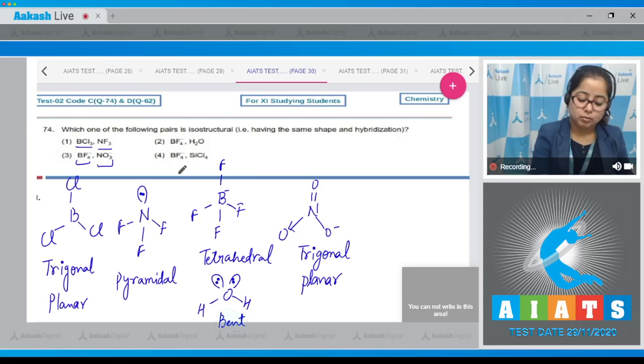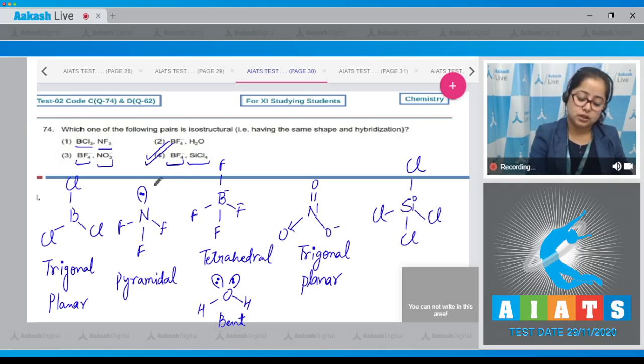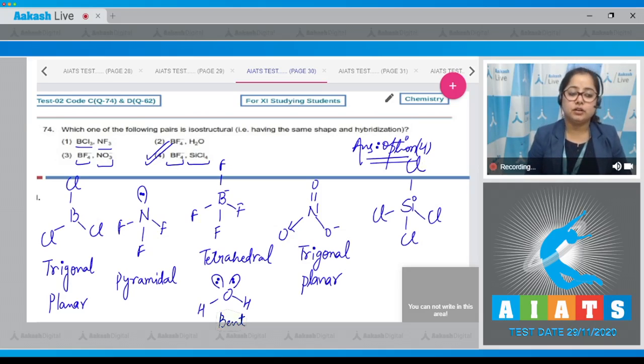Moving to next, BF4 minus is tetrahedral and ICl4 minus is also tetrahedral. That means in option number 4, both the species have the same shape and hybridization. That means they are isostructural. So the correct answer is option number 4. Moving to next question, students, which is question number 75.